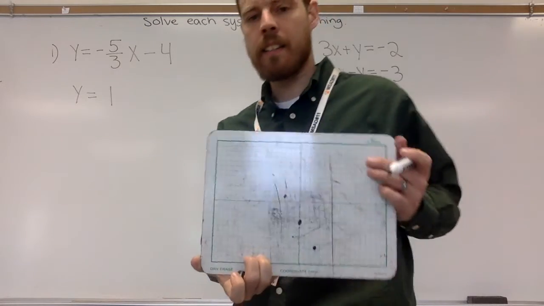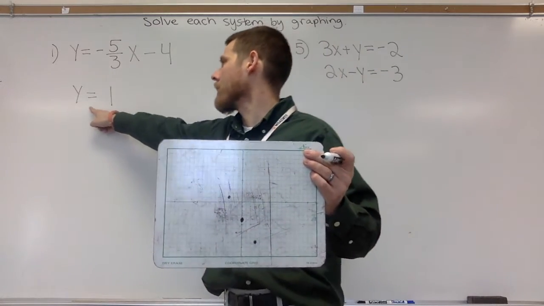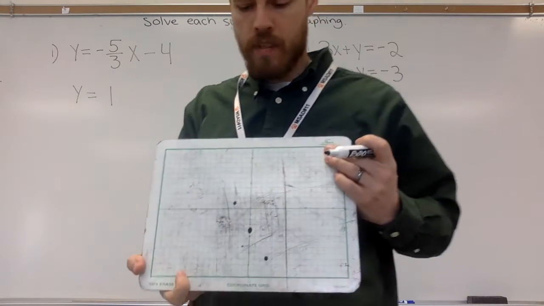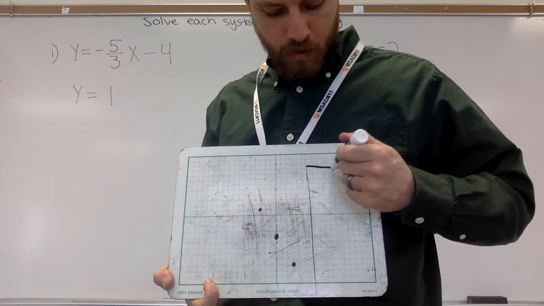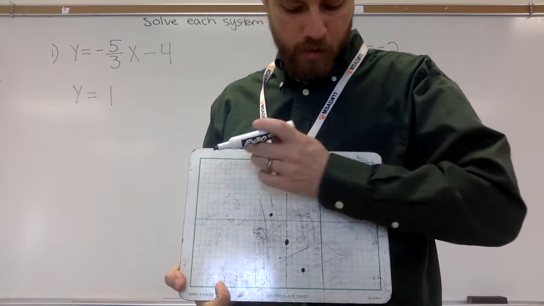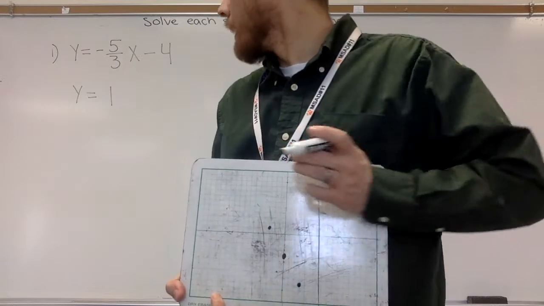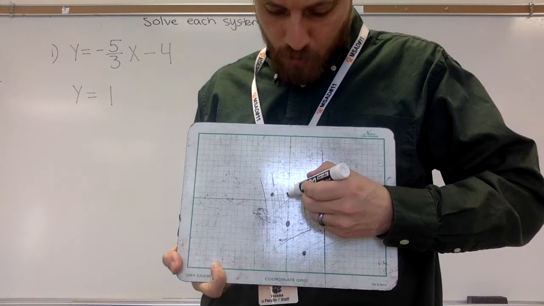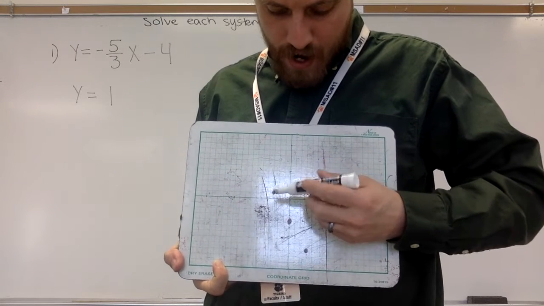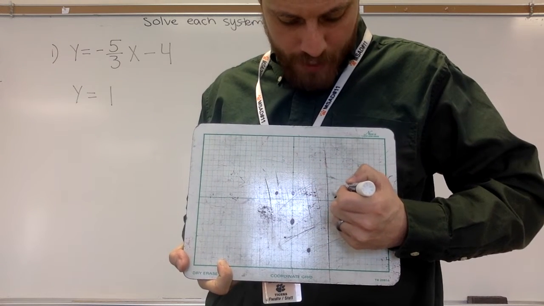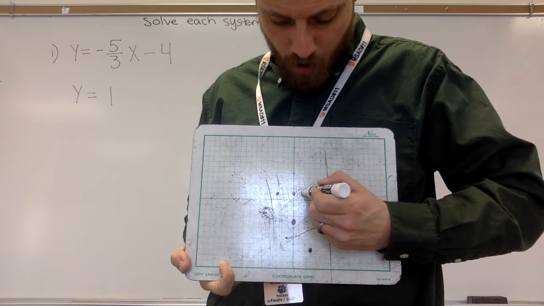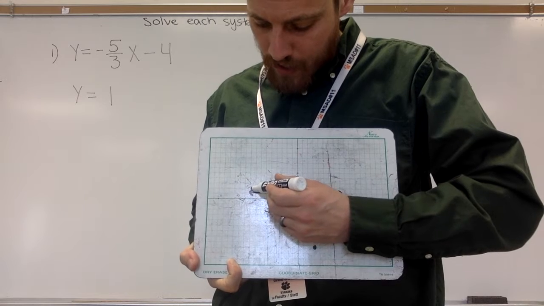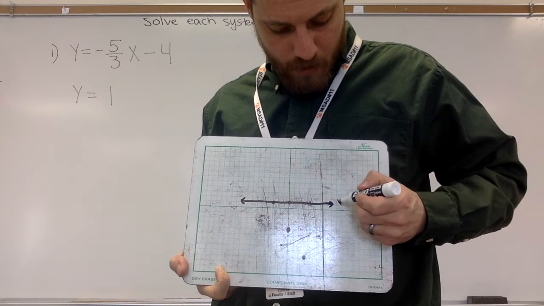Now I can go to my second line. If I look at the second line down here, it only has one variable in it. So I know it's a special line. I know that it's either going to be a horizontal or a vertical line. So I'm going to find the value 1 on the y-axis. Here's 1 on the y-axis. And I know that no matter what the x value is, y is always at a height of 1. So that's the line that I get when I say y equals 1.